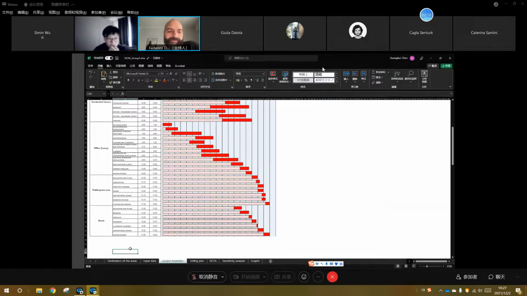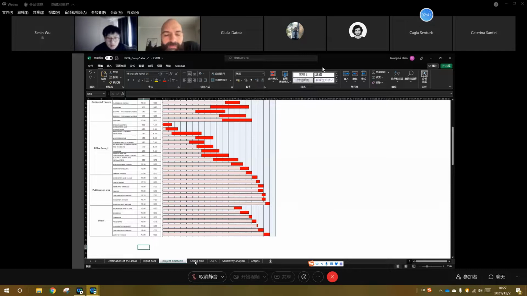Do we need to put other data in here? Sorry, but do we need to import other data here? No, it is not mandatory to put also the revenue, but don't worry.